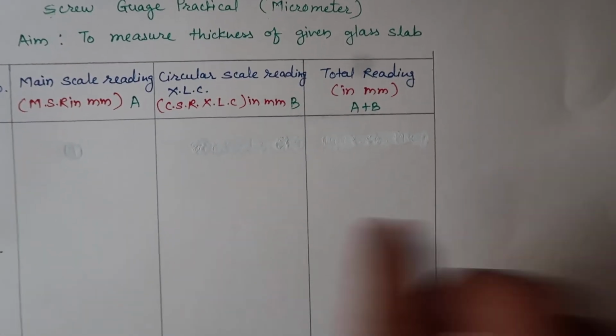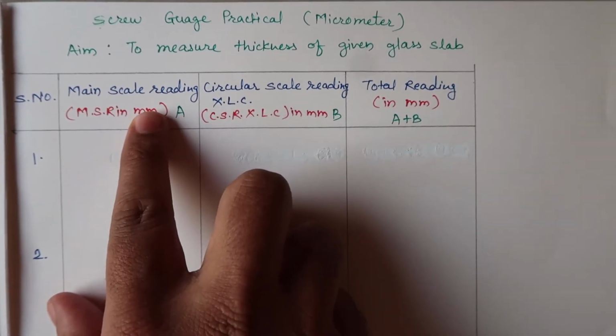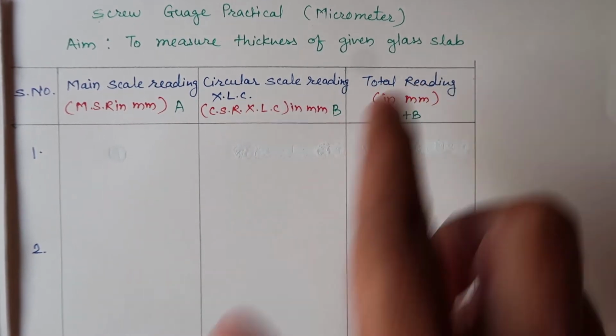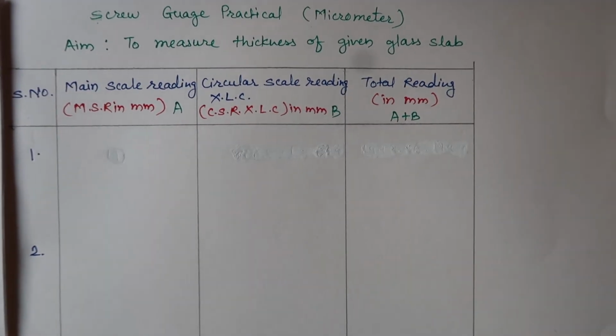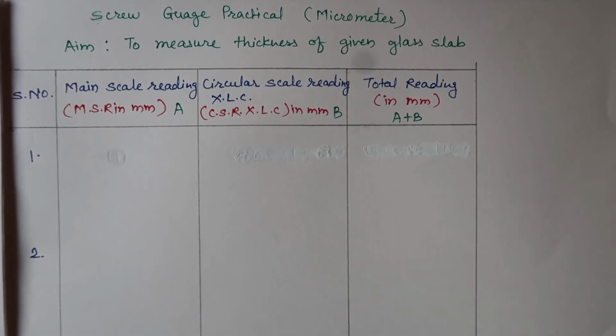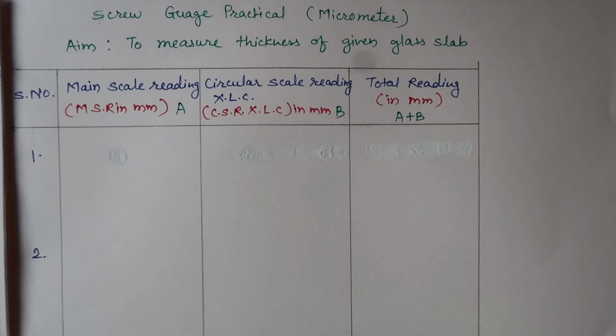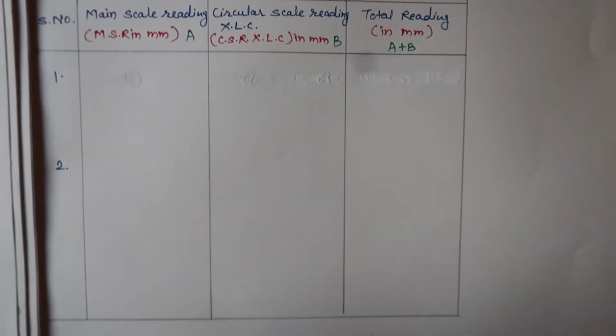Now this is a table which is already done. All the measurements will be in millimeter. The other unit that you may use could be centimeter. Okay, so we will be doing all these measurements in millimeter. Now start with the action part of this instrument.